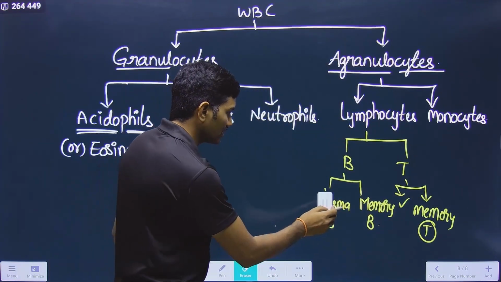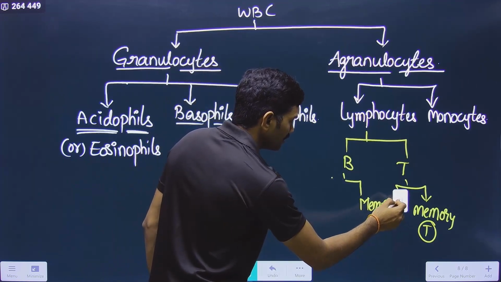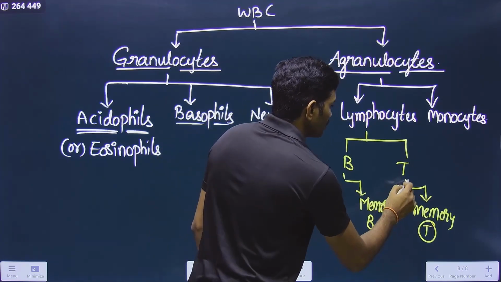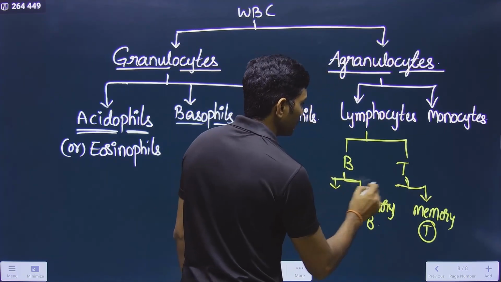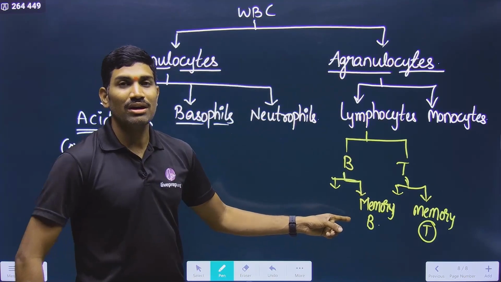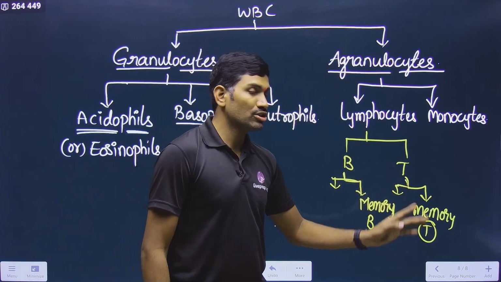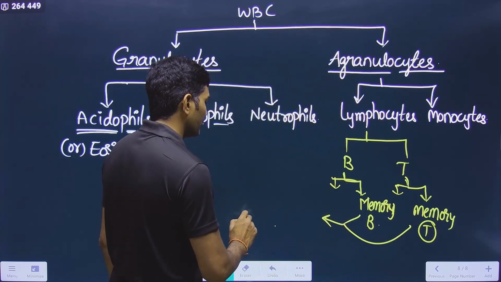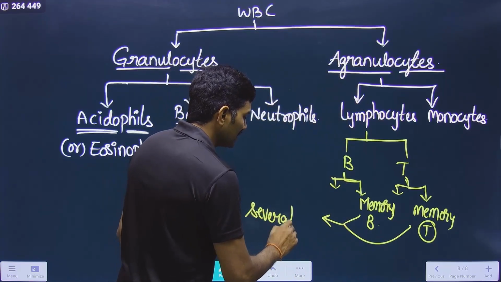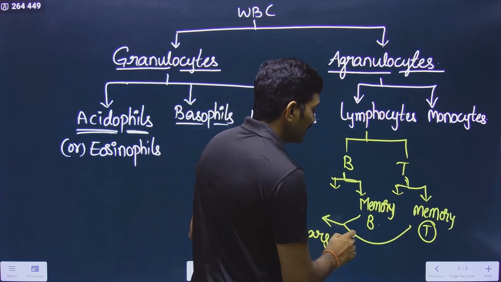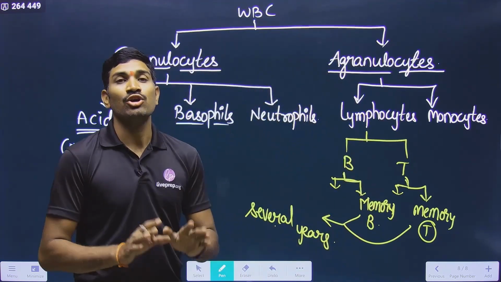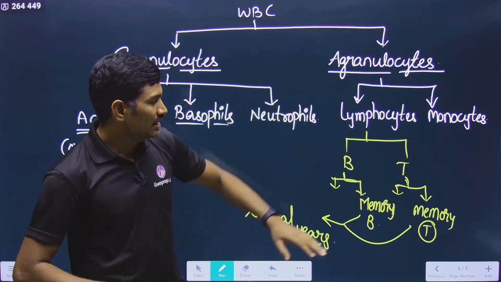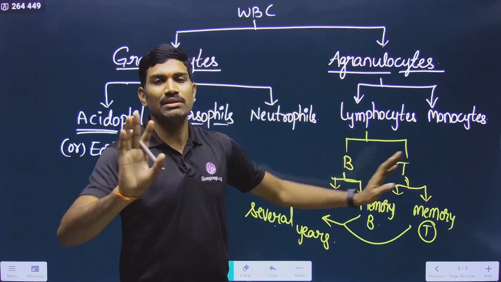So now my main focus is memory cells. Within the B cells there is a group called memory B cells. Within the T cells also there is a group called memory T cells. So these memory cells can survive for several years. Regarding these memory B cells and memory T cells, you will study more details in the health and diseases chapter. Here I don't want to add more information. At least up to B and T cells, please remember that is enough.